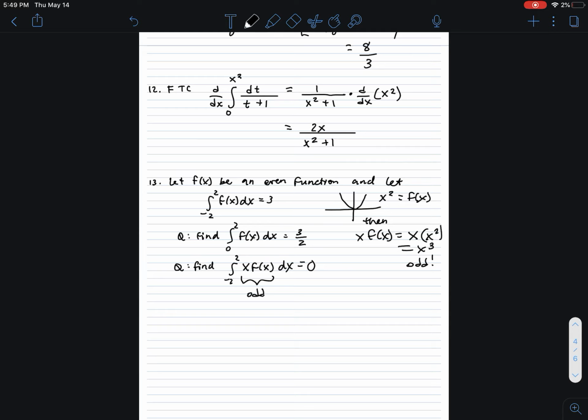Okay, I think I have one more thing. Oh yeah, just average value. The average value of f of x on the interval a to b is 1 over b minus a times the integral from a to b of f of x dx.